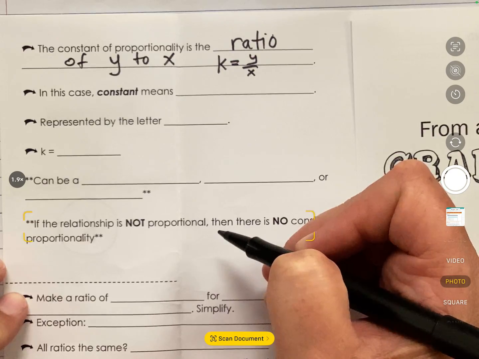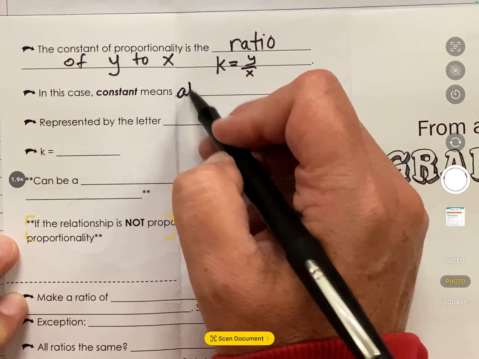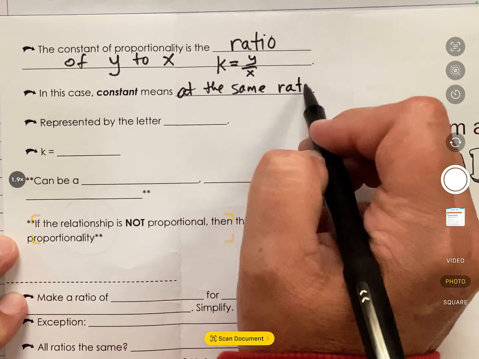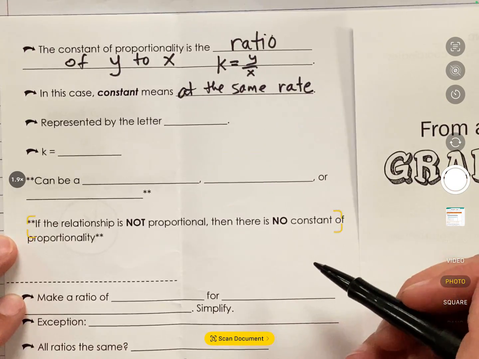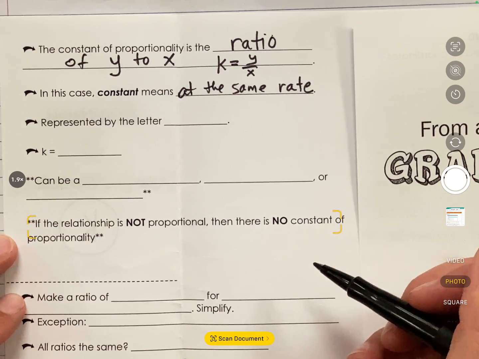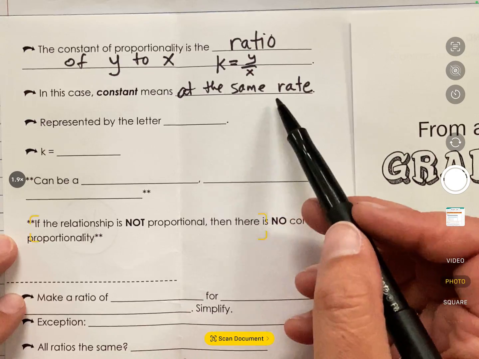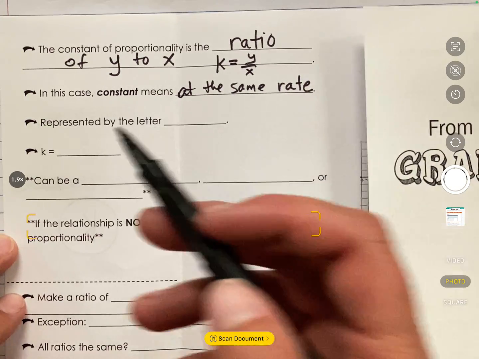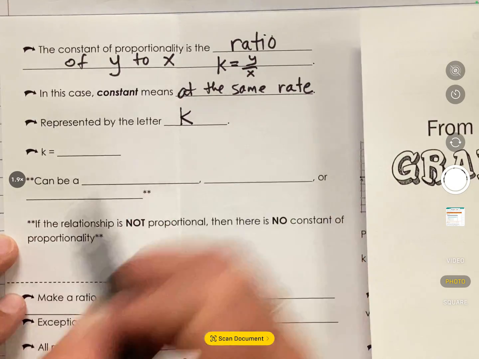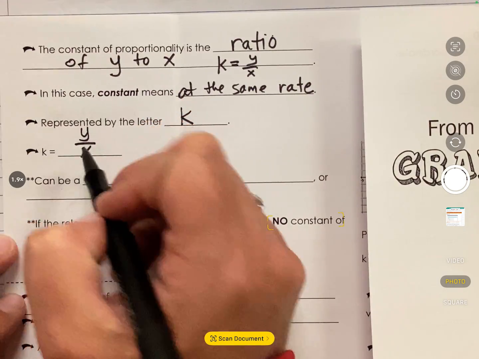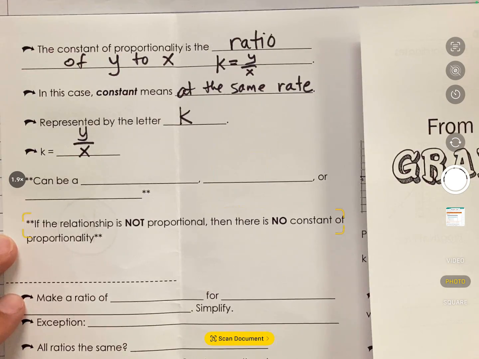In this case, constant means at the same rate. So the constant is the same. So it might be 3, 3, 3, or 10, 10, 10. That's the constant. It's the same in every problem, like $10 an hour, $10 an hour. We know it's represented by the letter K. And we know, and I've said it many times, that K equals y over x, the ratio y over x.